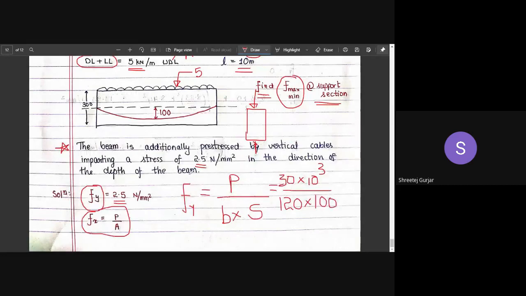Suppose they do not give you directly in the format of 2.5 Newton per mm square, and they give you the value of force and the spacing of the stirrups. Then you can substitute in this formula, P by B into spacing, and you can calculate Fy. Is this clear how we can calculate Fy? I hope it is clear. Have you understood? Yes or no? Let me know whether you have understood.